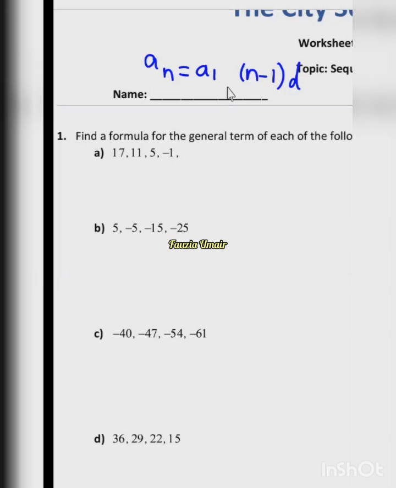Isn't it A1 plus n minus 1 D? It is, beta. If you miss the sign, you will get confused later on. So you need to remember A1 plus n minus 1 multiplied by D. There is a multiplication sign with D, but there is a plus sign after A1. All right. So this is the general term formula.